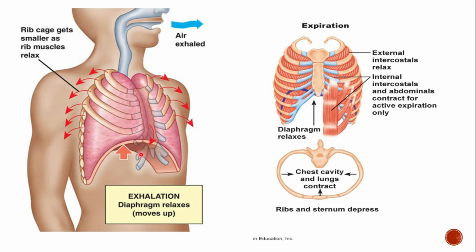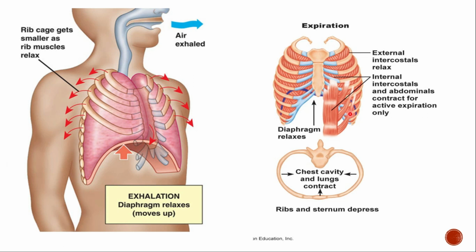Here it relaxes to its resting position, its normal position, reducing the superior-inferior dimension of the thoracic cavity. And the second most important structure that participates is the external intercostal muscles, the orange one in this diagram. They relax to depress the ribs and sternum, reducing the anterior-posterior dimension of the thoracic cavity. The internal intercostal muscles and abdominal muscles contract for active expiration only and ultimately release air out of the lungs.